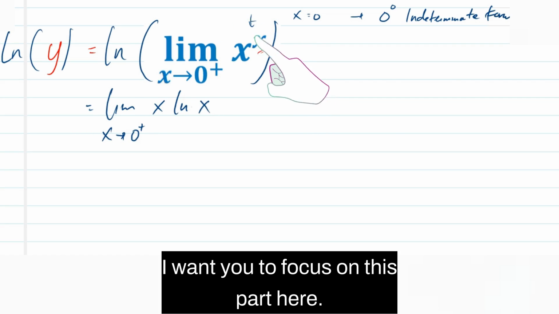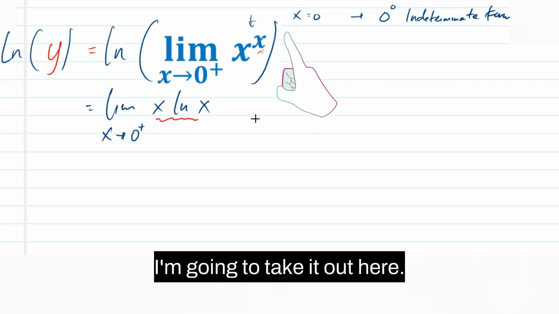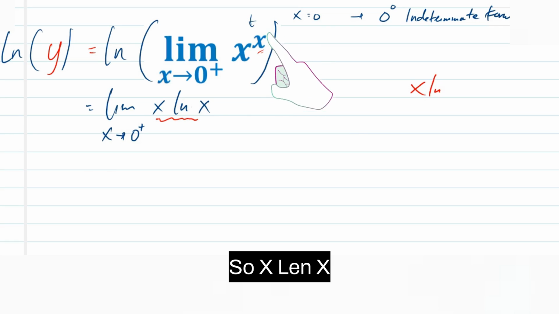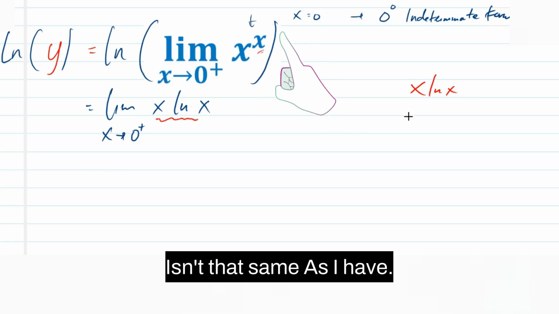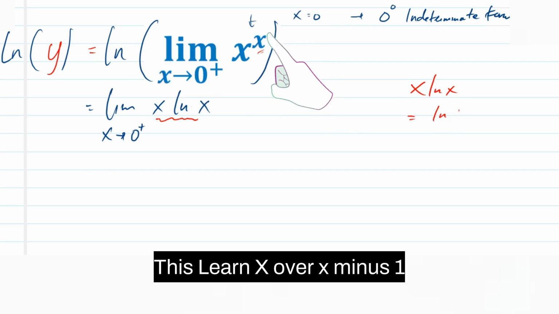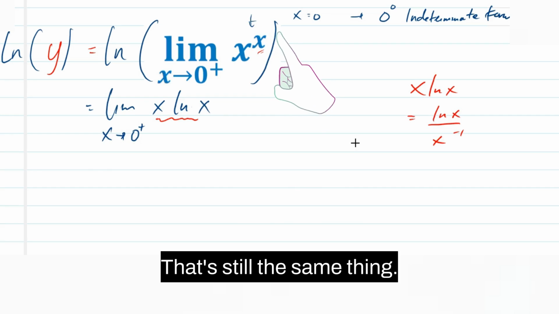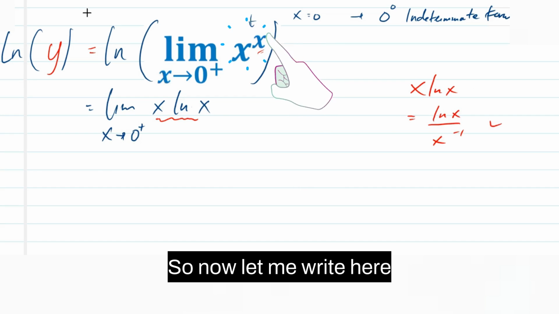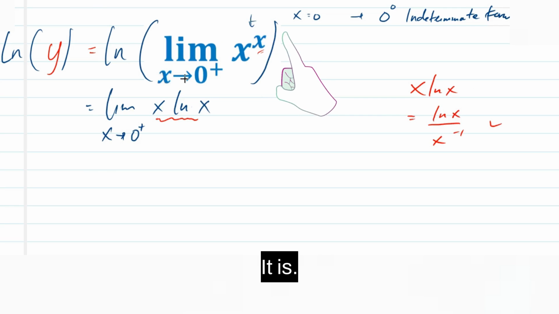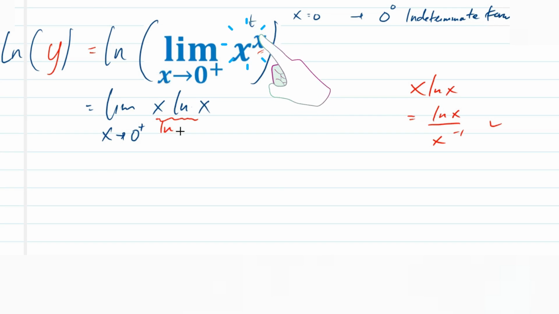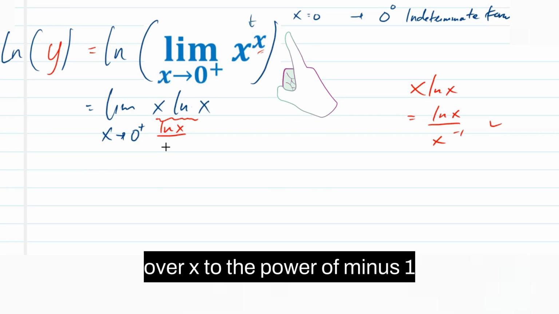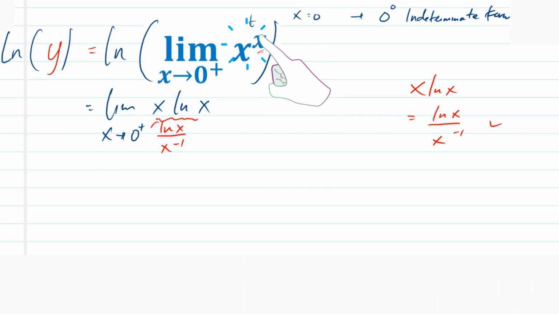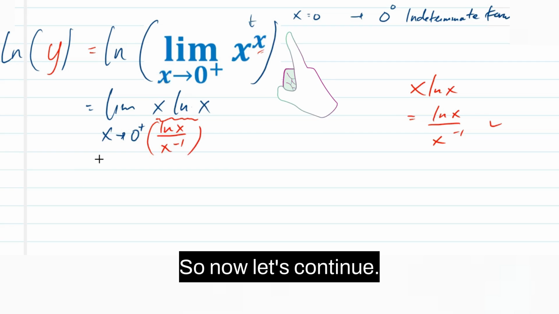Now, I want you to focus on this part here. I'm going to take it out. So x ln x. Isn't it the same as ln x over x to the power of minus 1? It is, that's still the same thing. I'm going to use this form, so let me write it here: ln x over x to the power of minus 1.